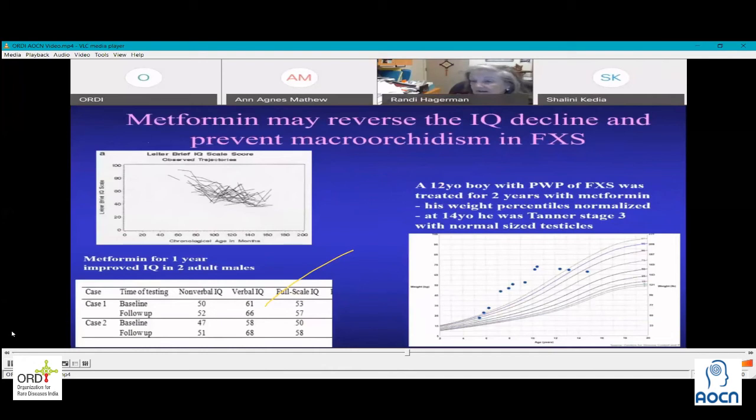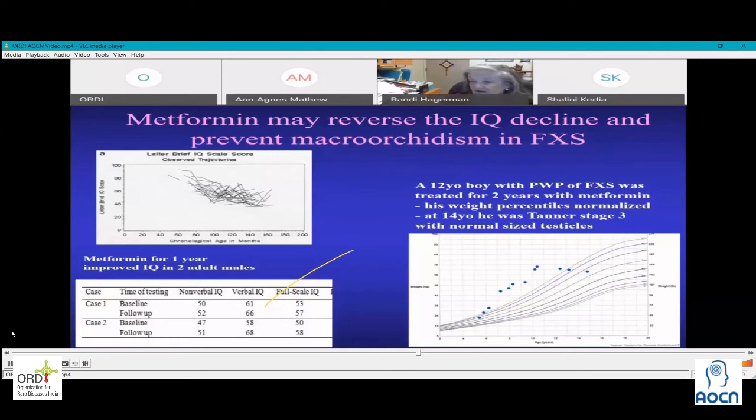If you go up slowly on the dose of metformin, then usually individuals do not have problems with diarrhea. On the right here, you see the weight improvement in a 12-year-old boy with Prader-Willi phenotype of Fragile X, who improved his weight on metformin. He was also started on this medication before he went through puberty, and with puberty, he has normal sized testicles, so it may even be helpful for testicular size.